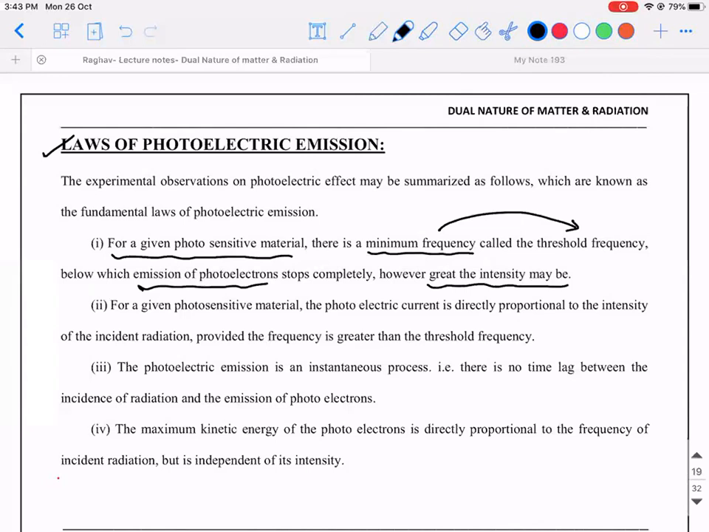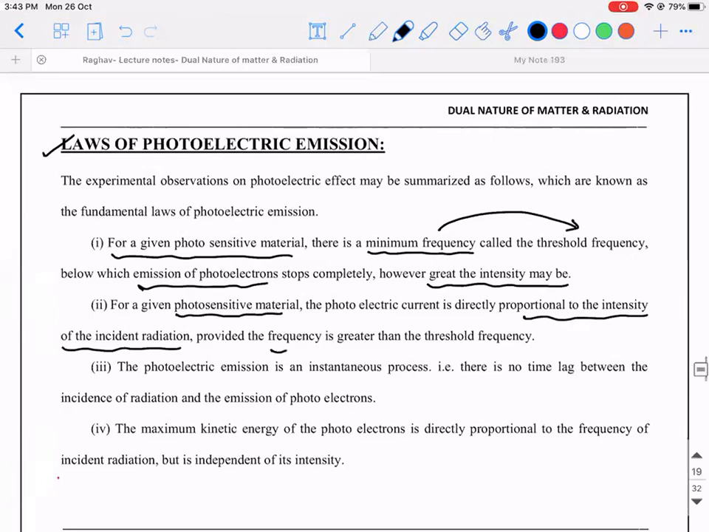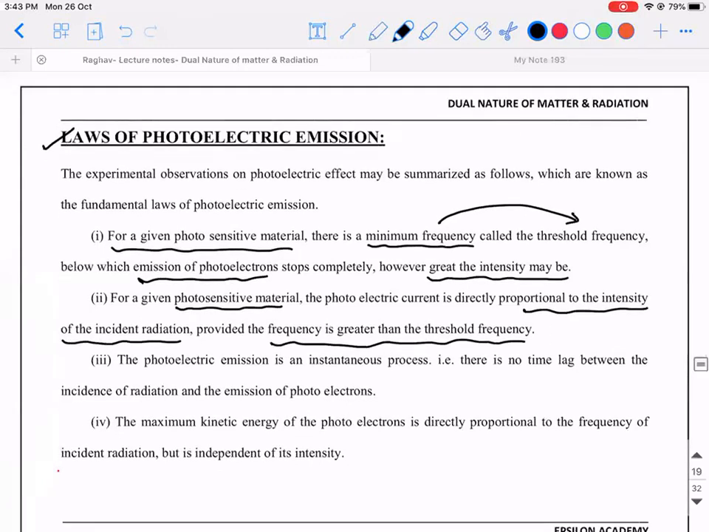Second, for a given photosensitive material, the photoelectric current is directly proportional to the intensity. That is the point we saw in effect of intensity. It is directly proportional to the intensity of the incident radiation, provided the frequency is greater than the threshold frequency. But the vice versa will not happen. If you have greater intensity, but the frequency is less than threshold frequency, no photoelectric emission will take place. Okay. This is the second important point.